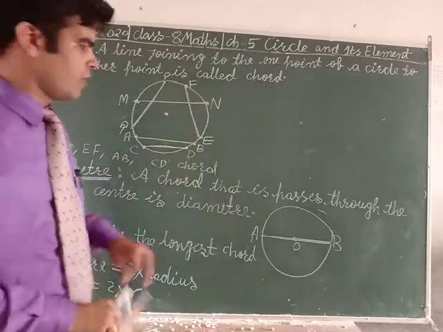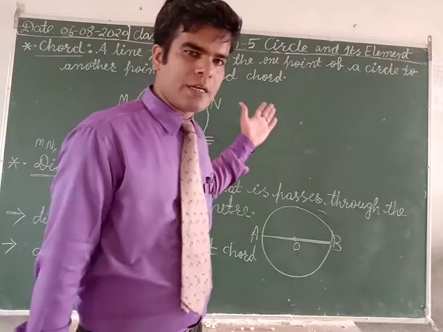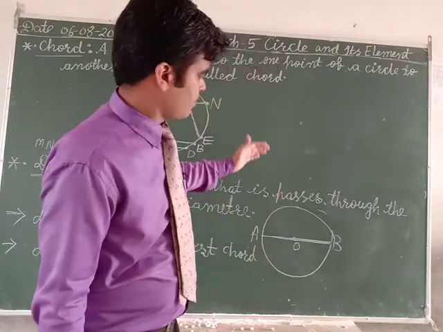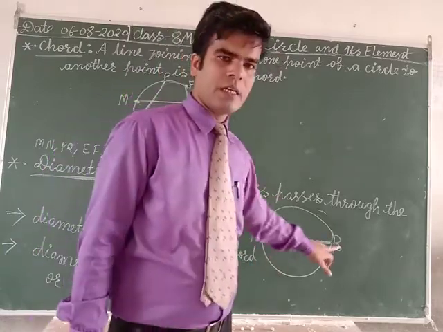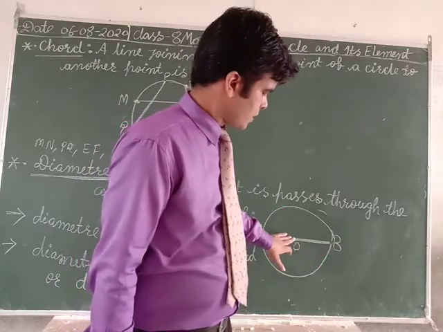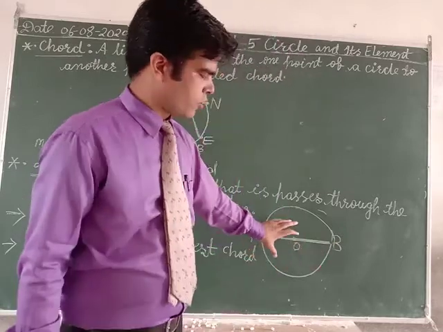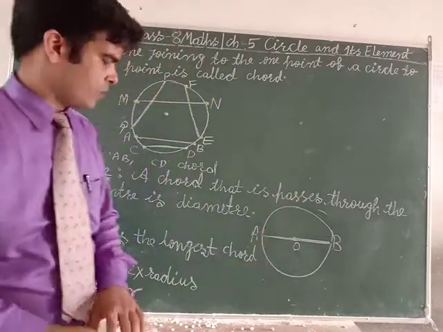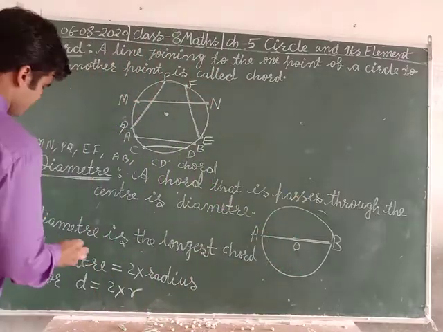It has all the properties of a chord. Means chord does what? A chord is a line that connects two points on a circle. So here A and B are two points on the circle, and it passes through the center also. So it is a chord and it is the longest chord. Okay students, and see there are some results.